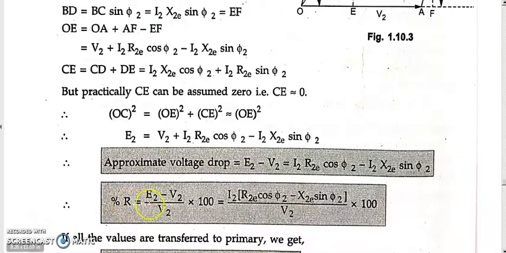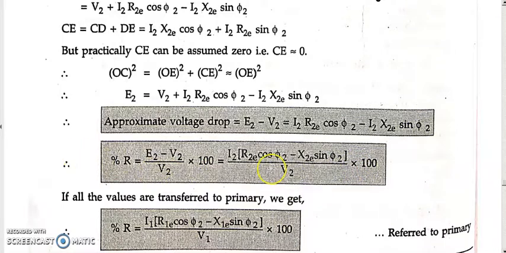Percentage regulation is equal to E2 minus V2 whole divided by V2 into 100, and we can take this V2 to the left hand side. So what happens there? E2 minus V2 equals I2 R2E cos phi 2 minus I2 X2E sin phi 2. So this is actually the drop in the voltage from no load to certain load. So I am going to replace this E2 minus V2 by I2 R2E cos phi 2 minus I2 X2E sin phi 2 divided by V2 into 100. So this is the percentage regulation for leading power factor.